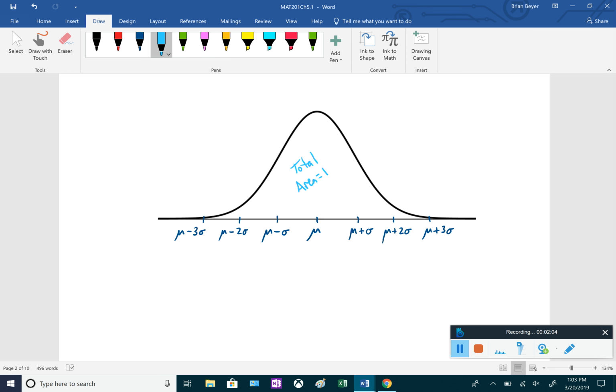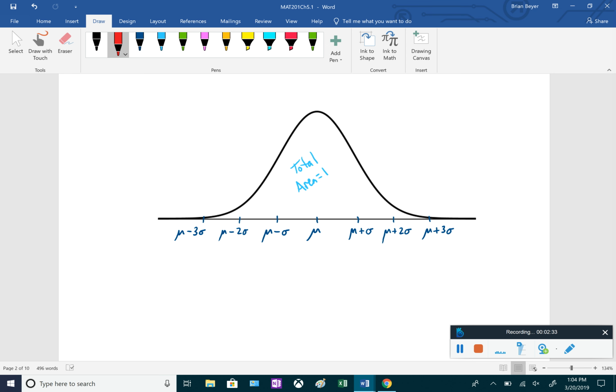And then over here on the right, sigma, hopefully you remember, is the standard deviation. I added one standard deviation, that's one standard deviation to the right. Then I added 2 standard deviations, so that's 2 to the right. And then I added 3 standard deviations, that's 3 to the right. I also subtracted one standard deviation from the mean, subtracted 2 from the mean, and subtracted 3 from the mean.